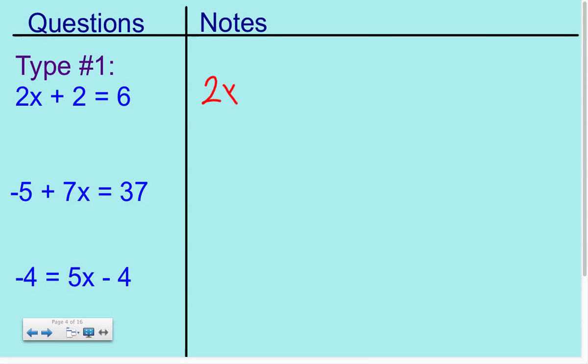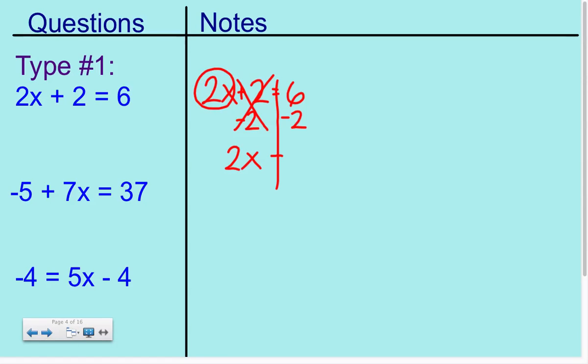2x plus 2 equals 6. Draw my train tracks. Circle my couple, which is 2x. Subtract 2 on both sides. 2x equals 4. Divide both sides by 2. And I'm left with x equals 2.